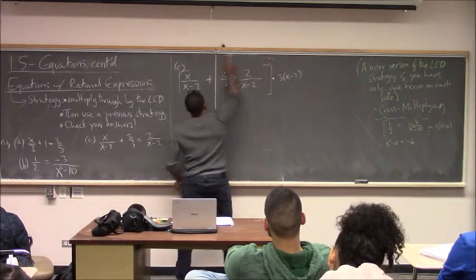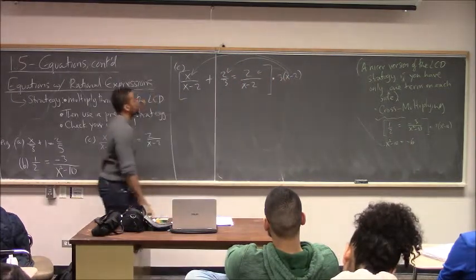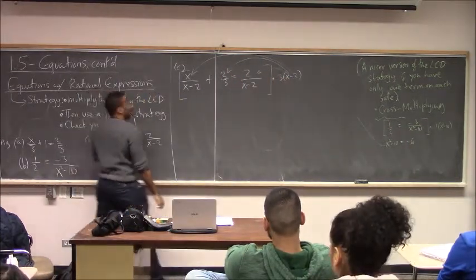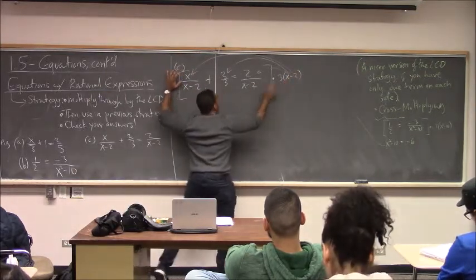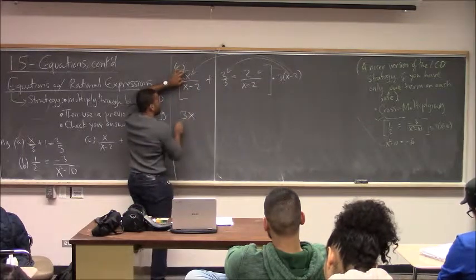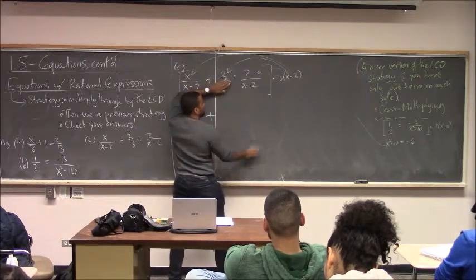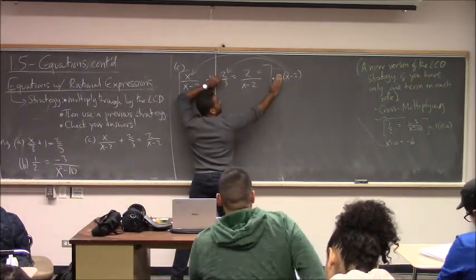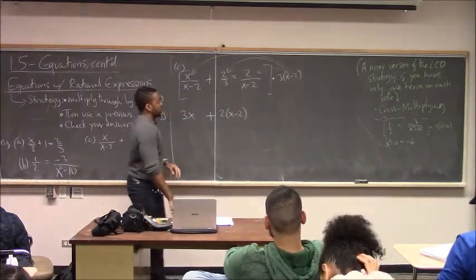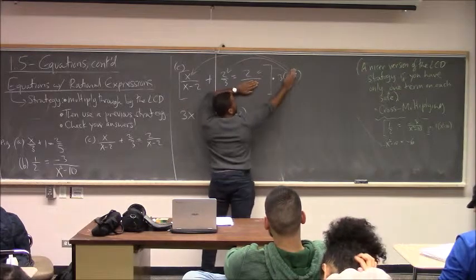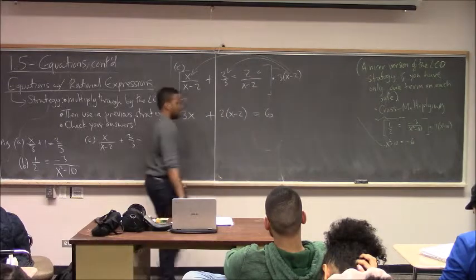Again, distributive law, so I'm going to multiply this, multiply that, multiply this. In the first case, the x minus 2's would cancel, so I end up multiplying by 3, so I end up with 3x in the first position, plus. In the second case, the 3's would cancel, so I have the 2 multiplied by x minus 2. In the last case, the x minus 2's would cancel, so I end up having the 2 times the 3. So I now have this equation.